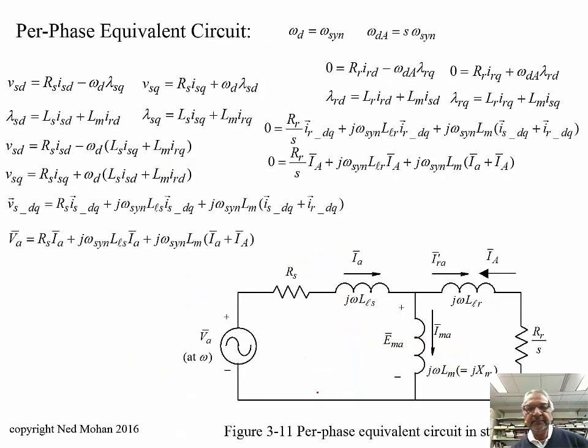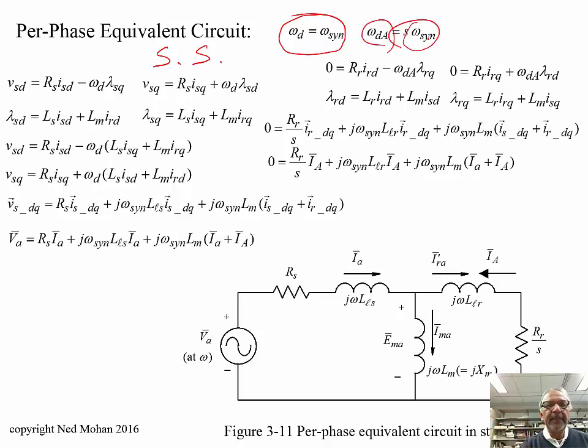We can then derive the per-phase equivalent circuit. In order to derive this, we should choose omega d to be omega sync. This is in steady state, by the way, so this applies only in steady state. And omega dA, which is the slip speed here, is s times omega sync.